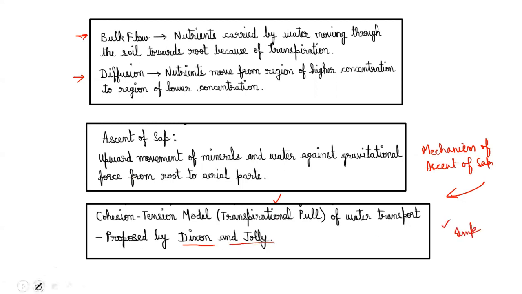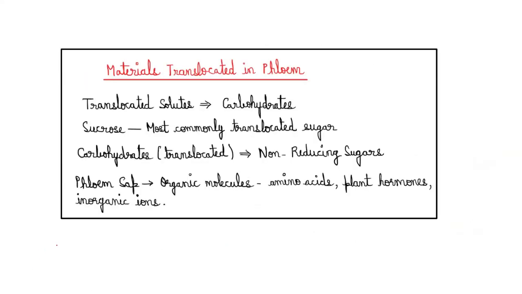And then let us now talk about the materials that are translocated in phloem. So what is the translocated solute? This is the carbohydrate, and sucrose is the most commonly translocated sugar. This is very important. You can expect a question from this slide. So just pay attention. Now the carbohydrates are translocated as non-reducing sugars. Then the question arises, what is phloem sap?